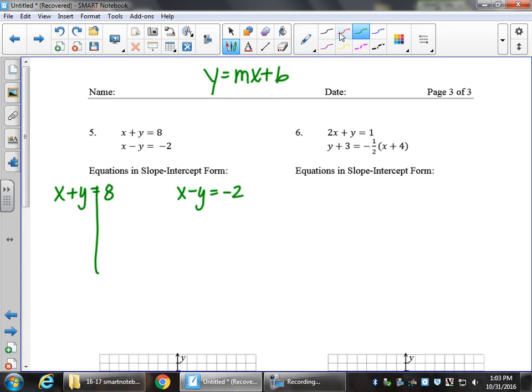To solve this for y, we're going to subtract x from both sides. Y equals negative x plus 8. There's 1. Go ahead and pause and work on this one by yourself, and then we'll compare answers.